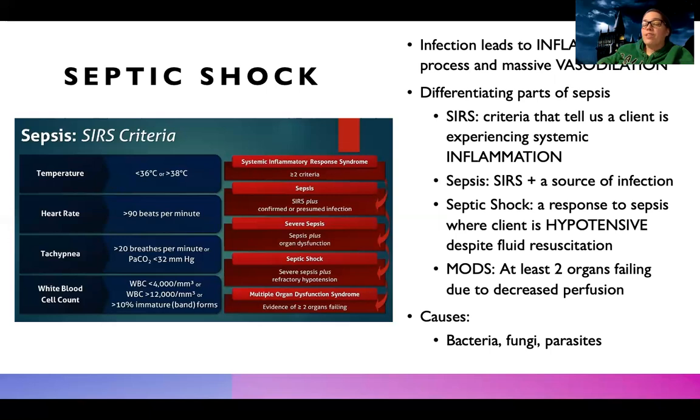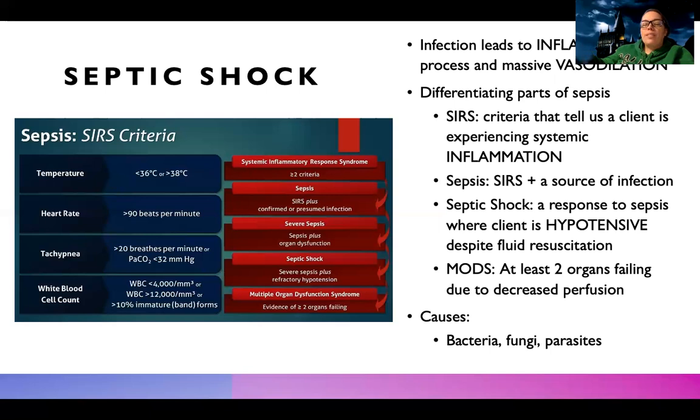If I'm suspecting there's infection, then if they have the elevated or low temperature, heart rate elevated, the tachypnea, the white blood cell count that's elevated or too low. If they have that, plus signs of an infection somewhere, like I said, smelly urine, a wound that looks like it's having purulent drainage coming from it, whatever, then that's how we can diagnose sepsis.